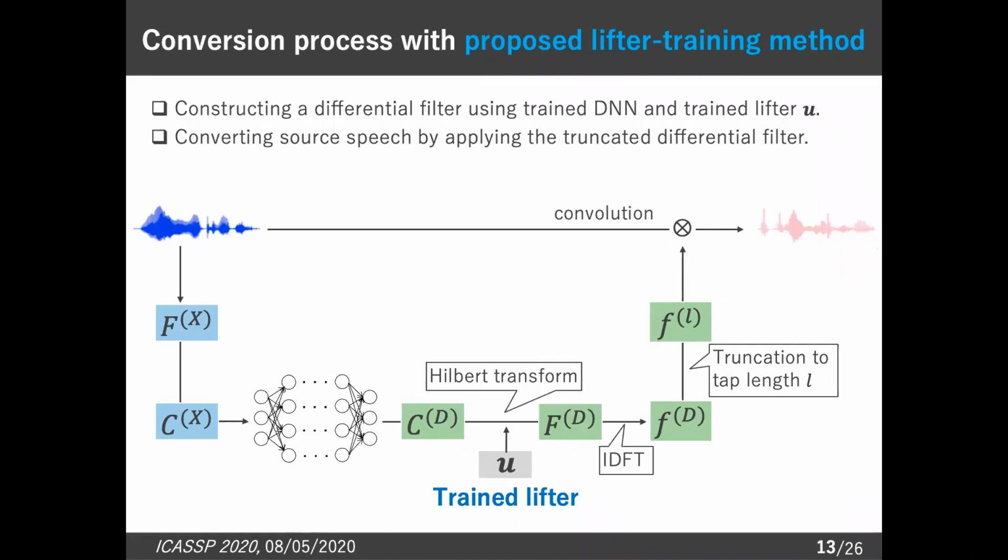In the conversion process, the trained DNN and trained lifter U estimate capital FD. Then small fd is obtained by applying the IDFT to capital FD, and FL is obtained by truncating with L. We can obtain the converted speech waveform by applying FL to the source speech waveform.